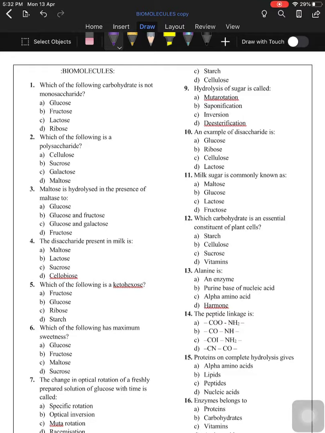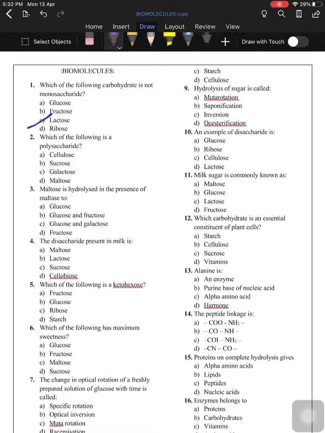Moving on to the first question: which of the following carbohydrates is not a monosaccharide? That means it may be a disaccharide or a polysaccharide. Glucose is a monosaccharide, fructose is also the same, ribose is also the same. The one which is not a monosaccharide, a disaccharide, would be lactose. Very easy first question, I hope there is no doubt at all.